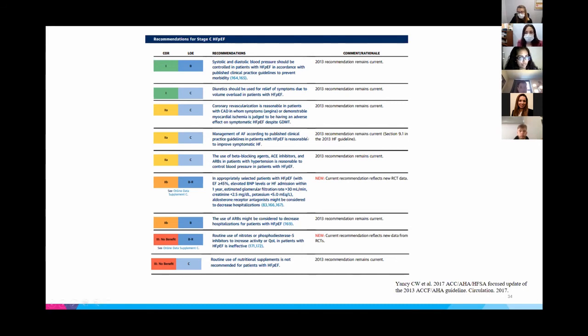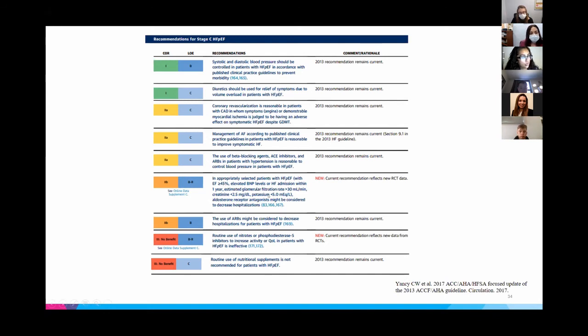Third, management of atrial fibrillation properly. So a lot of patients with atrial fibrillation will have symptomatic heart failure, and so managing the atrial fibrillation is important. And then medication-wise, use of beta blocking agents, ACE inhibitors, and ARBs in patients with hypertension is reasonable to control blood pressure in patients with HFpEF. So I'll show you a little bit more in terms of medications in a few slides.